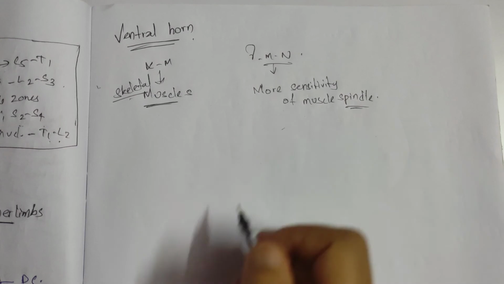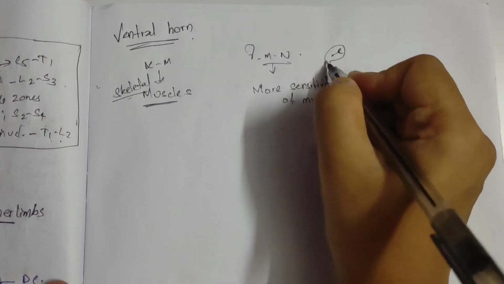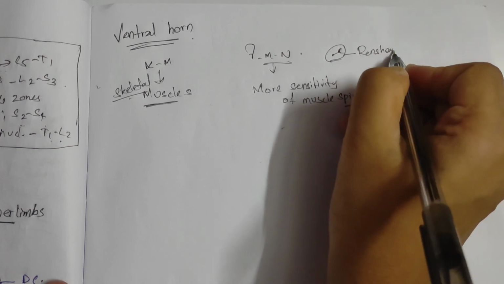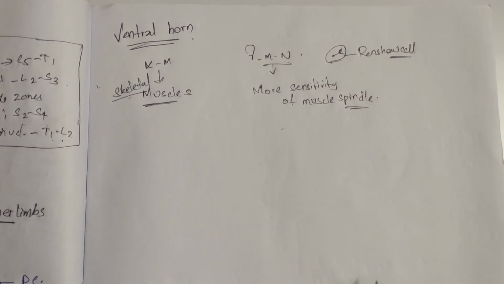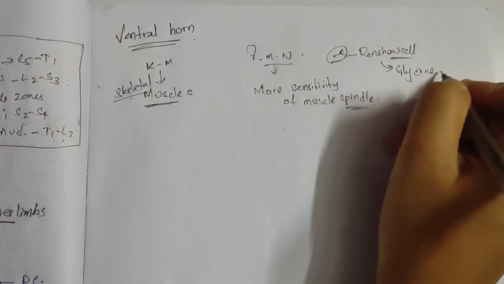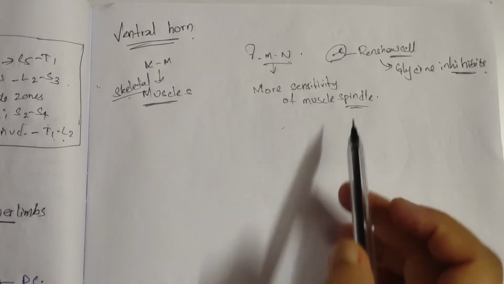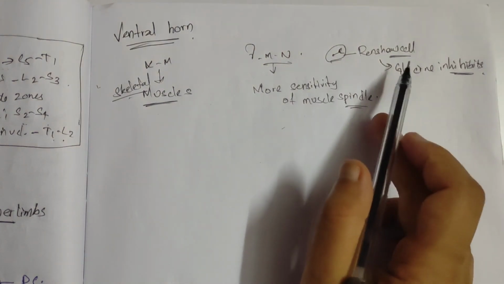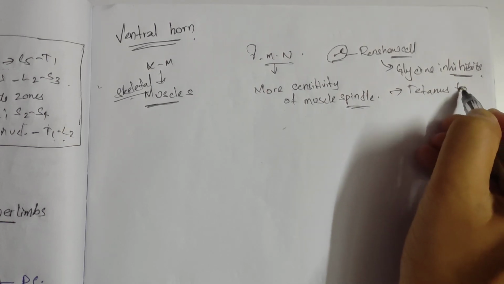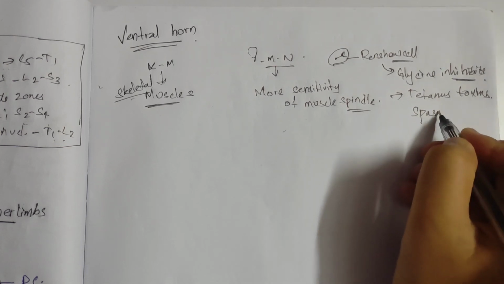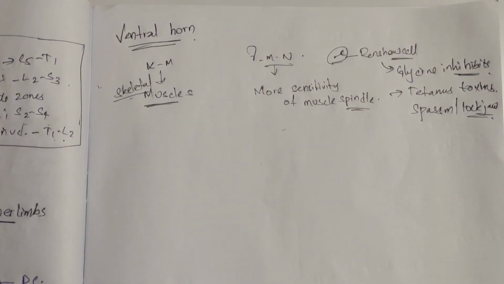So, we also saw some small cells like this, which are Renshaw cells. These Renshaw cells release glycine, though the main neurotransmitter is acetylcholine, to inhibit the alpha motor neurons. Renshaw cells can be affected by certain toxins like tetanus toxin, which causes spasms or lockjaw.